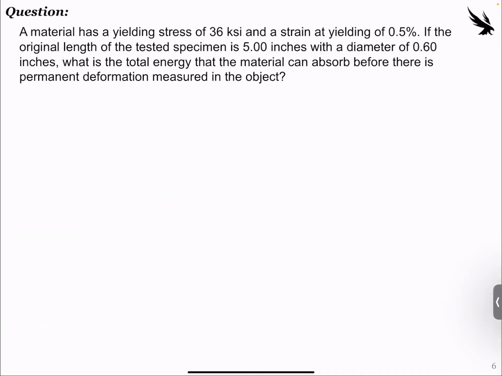Okay, another one here. Material has a yielding stress of 36 KSI and a strain at yielding of 0.5%. If the original length of the tested specimen is 5 inches with a diameter of 0.6 inches, what is the total energy that the material can absorb before there is permanent deformation measured in the object?